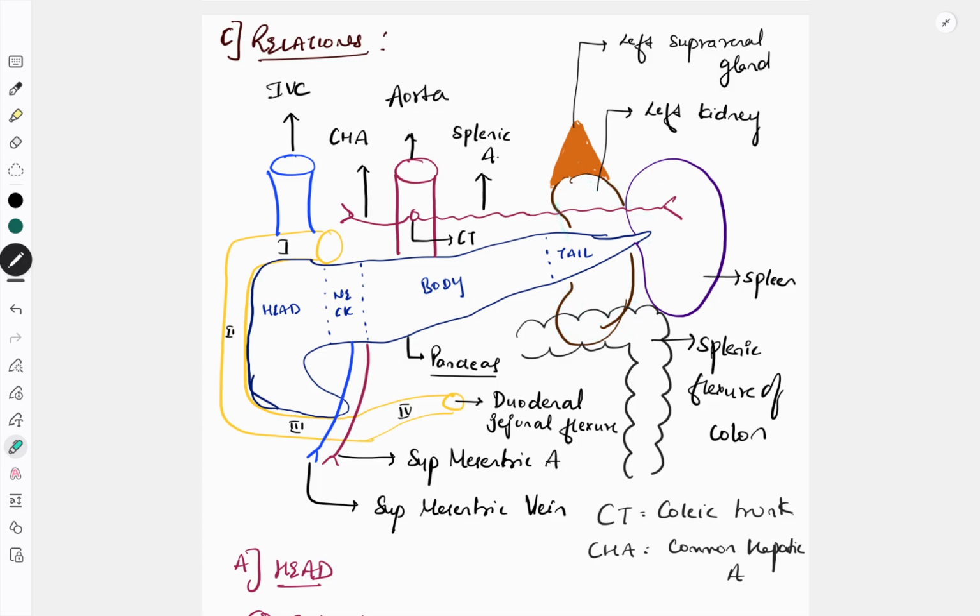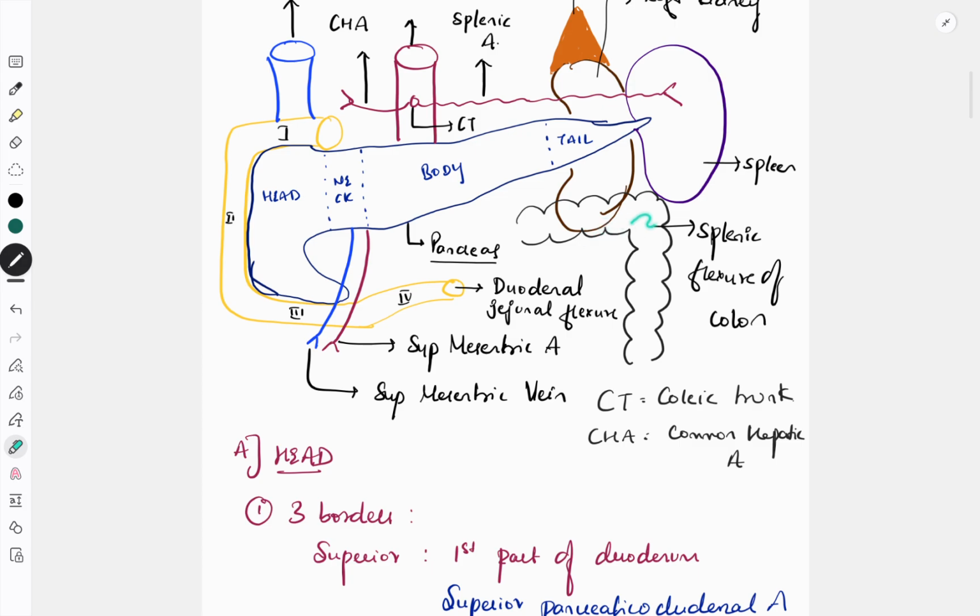This is your left kidney as well as the left suprarenal gland above it, and at the end you can see the spleen. And these two are the superior mesenteric artery as well as the superior mesenteric vein. These are present anteriorly, coming out from behind like this. This is the splenic flexure of the colon, and this is the duodenojejunal flexure, and this is the pancreas. So this diagram is very important, and I want you to remember this diagram and visualize it.